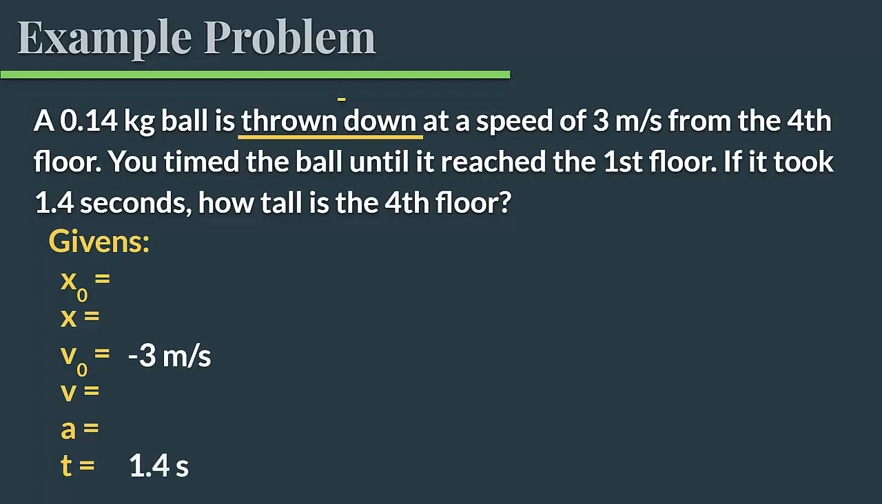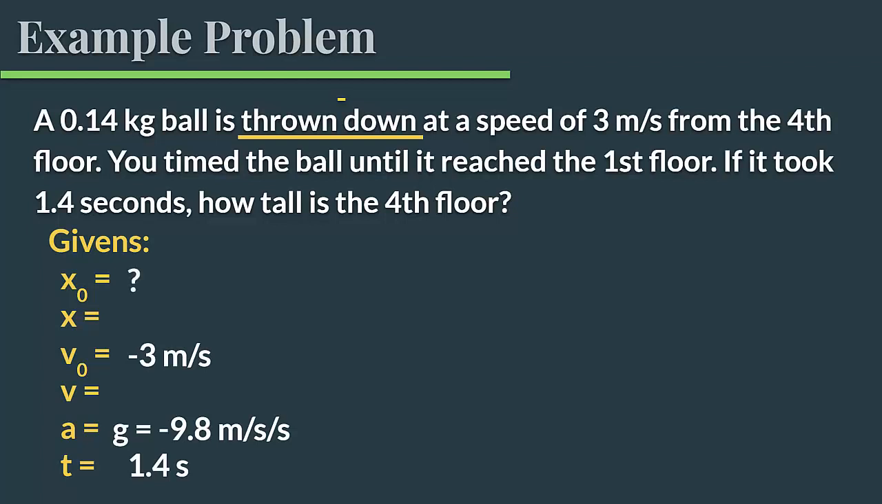The next thing that I see is a time, 1.4 seconds. And so I'm going to go ahead and label that as my time. I know that the acceleration in this example, because I'm only looking at this object as it's in free fall, we're going to use little g. And because I defined down as the negative direction, we're going to use negative 9.8 meters per second squared for our acceleration due to gravity.